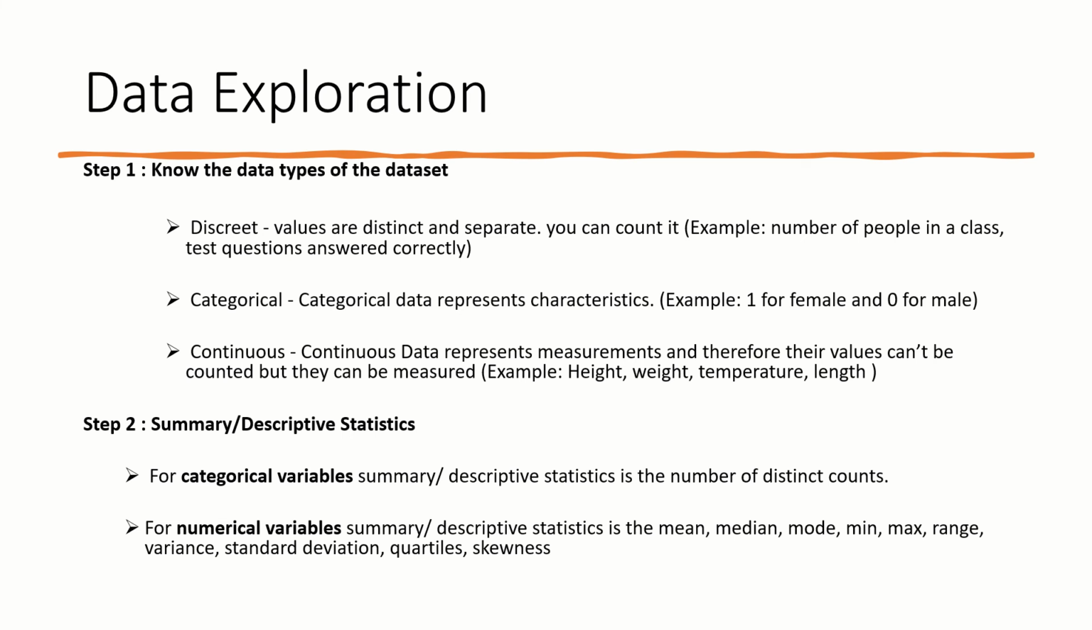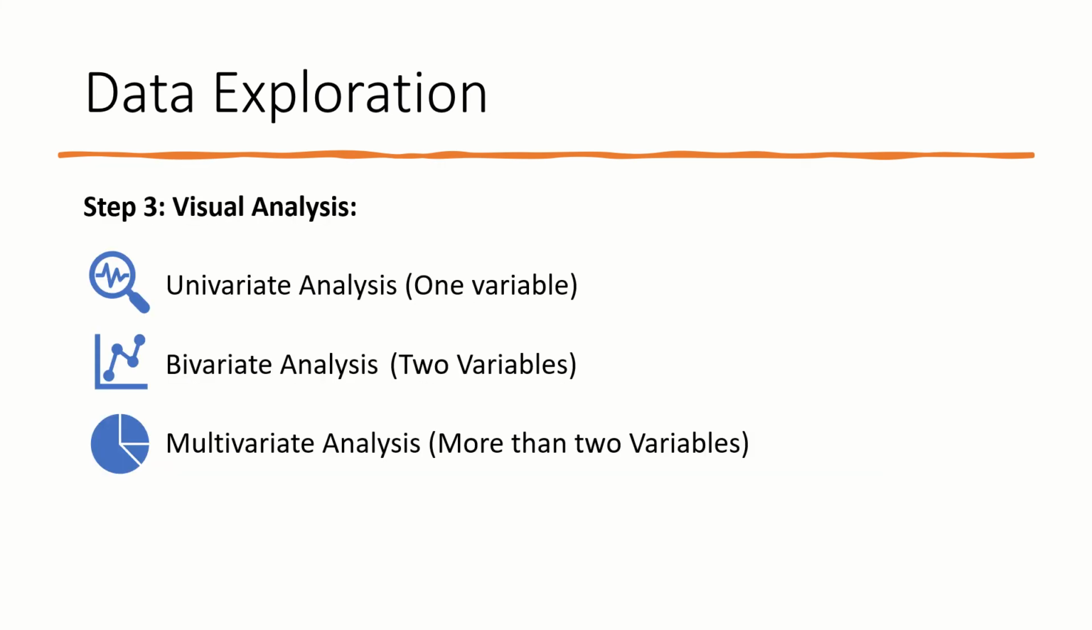The summary or descriptive statistics again take it specifically for categorical and numerical values. For categorical values it is mostly the number of counts. For numerical values, we can go with the mean, median, mode, what is the minimum height or the maximum height, what is the range of the weight of the students of grade 5, what is the variance, standard deviation, how it is skewed, is it right skewed or left skewed. So all these summary statistics will be taken into consideration.